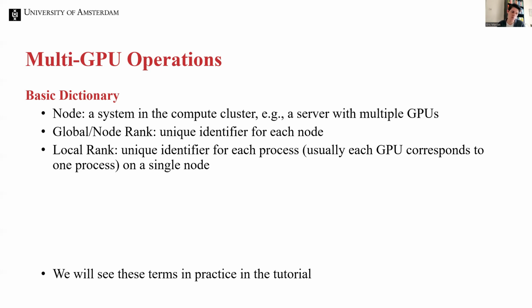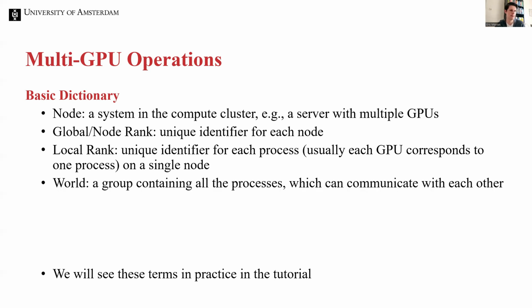But of course, for each node, there may be multiple GPUs. So what we do is we have a local rank, which for each of these nodes tells you, okay, this process is identified by this number, the rank. Usually, as we will see later on, each GPU has its own process, meaning that the ranks are kind of synonymous with GPUs. So that's the local rank.